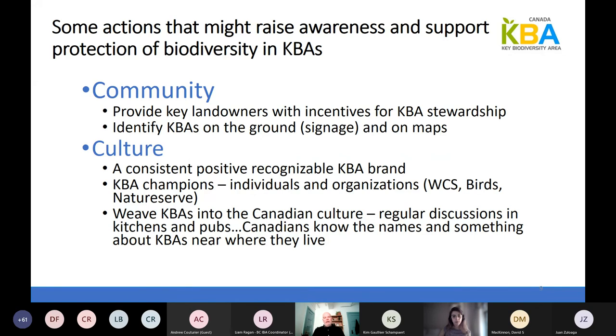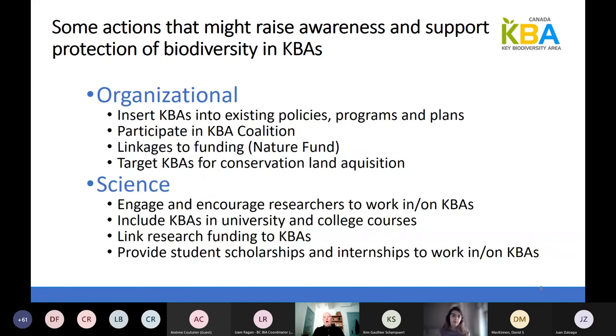We know that a lot of the key biodiversity areas are situated on existing protected areas, but we also know that there are a lot of KBAs on private land. Organizations are already participating in the coalition, but one of the things we need to talk about is helping people understand how they can play a more key role in that. I think we can make some direct linkages between funding and budgets with KBAs. There are also a lot of targeted land acquisition programs and stewardship programs across the country. Rather than just let that happen, we could try to stimulate that a little bit.